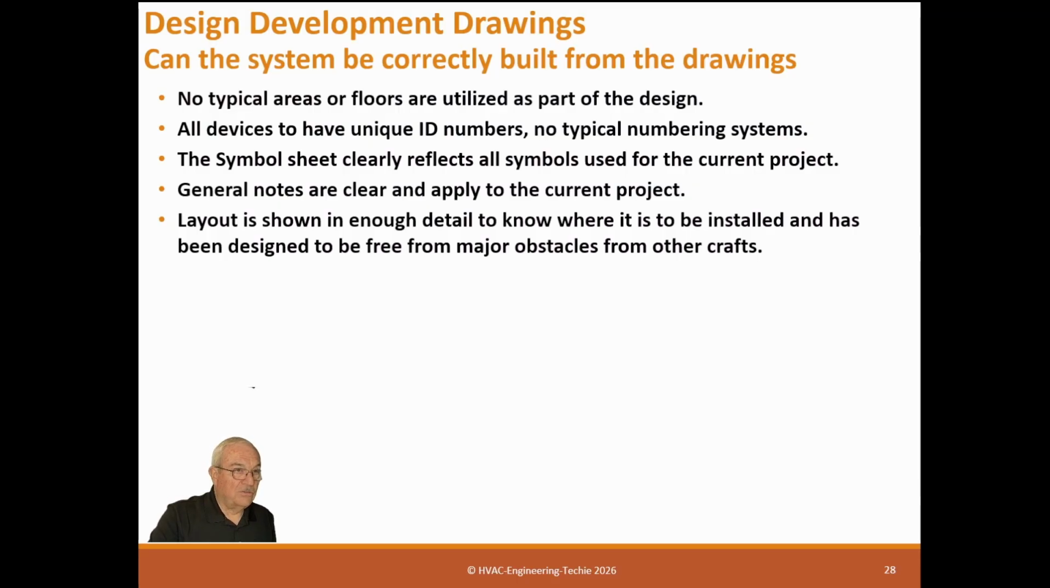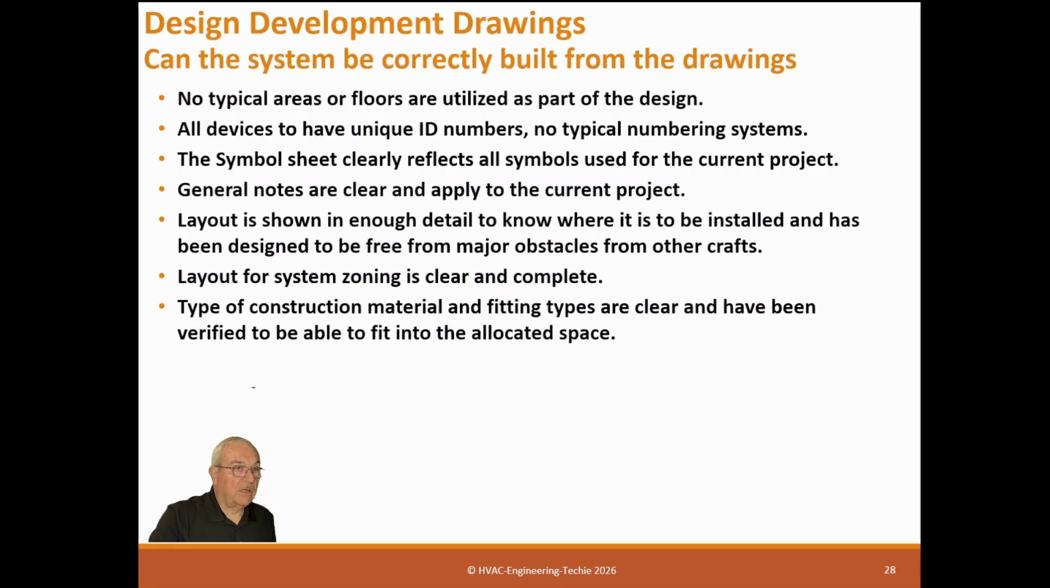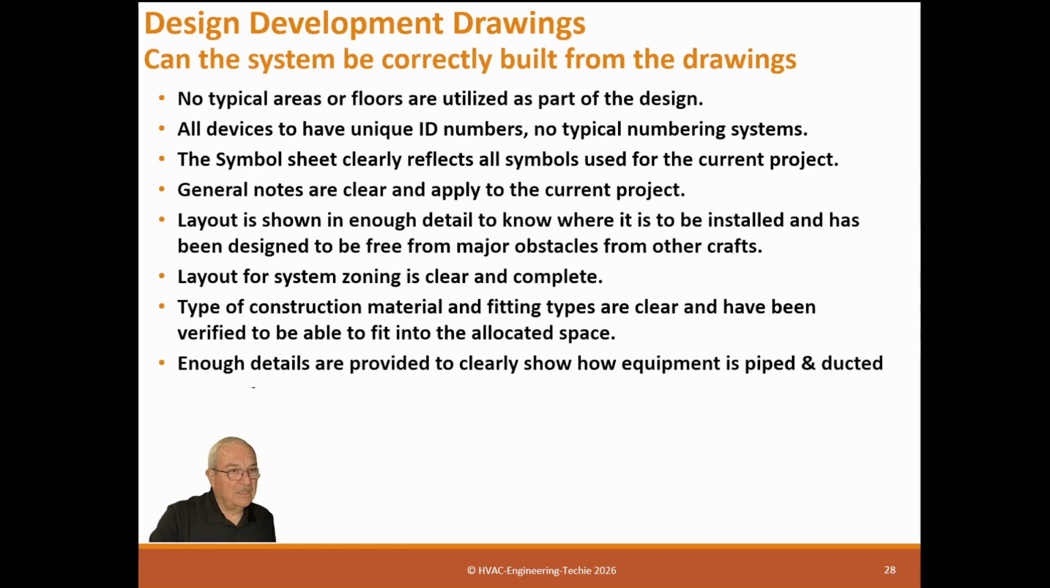It's not that hard to do, but you do need to do that. Layout for system zoning is clear and complete. Zoning is very important. The building's not going to work correctly if it's zoned incorrectly. Type of construction material and fitting types are clear and have been verified to be able to fit in the allocated space. Enough details are provided to clearly show how equipment is piped and ducted.